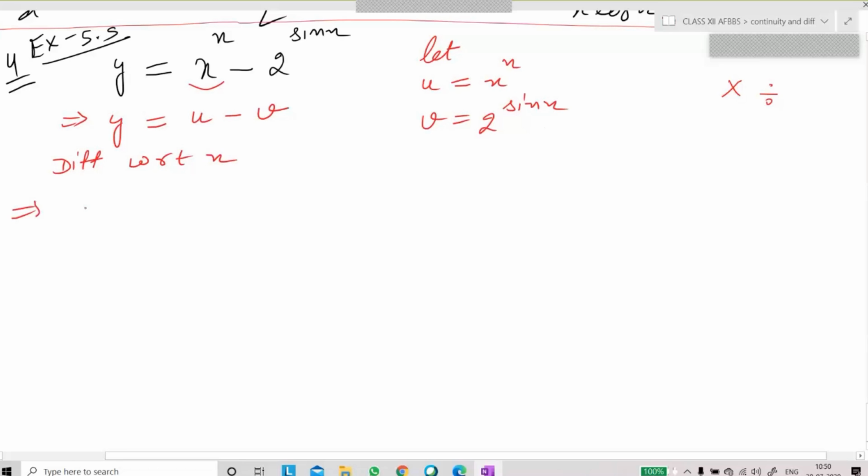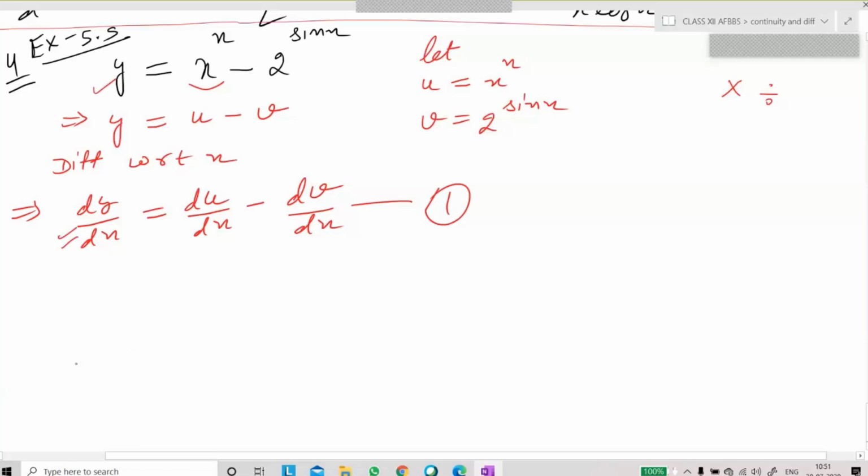So what will happen is, it will become dy by dx is equal to du by dx minus dv by dx. ऐसा बन जाए. And we shall call it equation number 1. And our aim is to find dy by dx because the function given in the question is y. So you have to differentiate y. So you have to find first du by dx, then dv by dx, and then substitute both the values in equation 1.